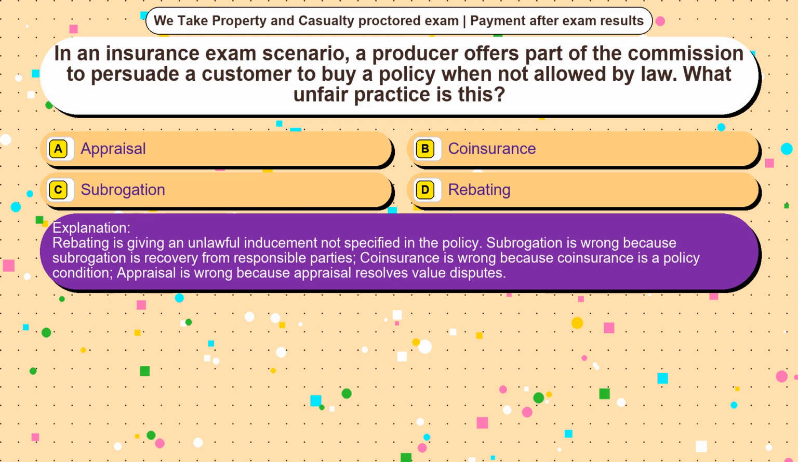Subrogation is wrong because subrogation is recovery from responsible parties. Coinsurance is wrong because coinsurance is a policy condition. Appraisal is wrong because appraisal resolves value disputes.